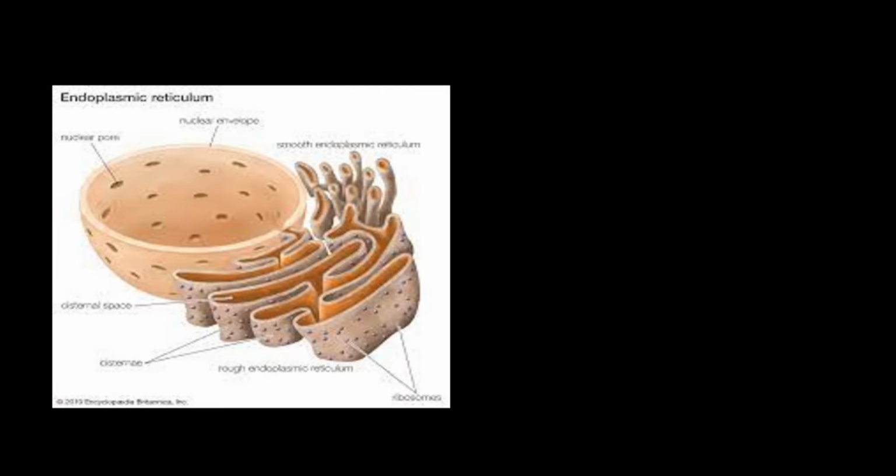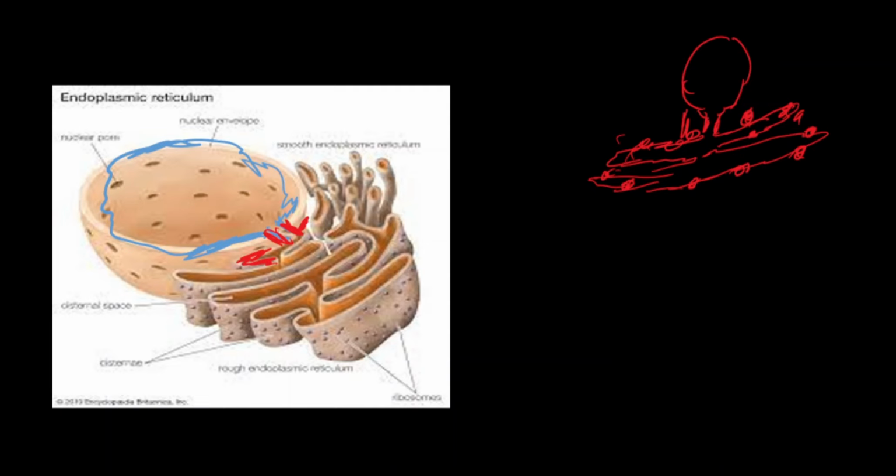The key function of the rough endoplasmic reticulum is actually protein synthesis. Now right here in this picture we can see the rough endoplasmic reticulum. You can see how it's continuous with the nuclear envelope. So this would be the nuclear envelope, and we can see that the rough endoplasmic reticulum is continuous with the envelope.